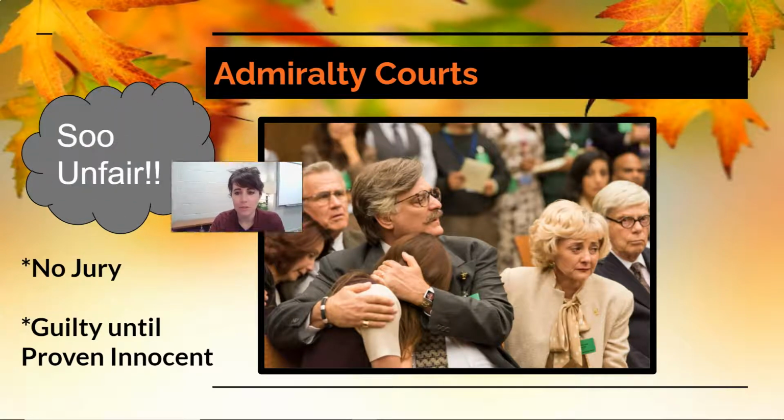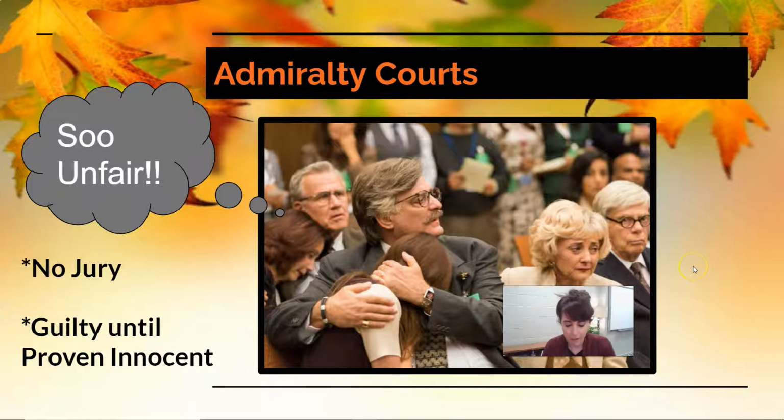Okay. Admiralty courts. These are courts that were trying smugglers. Because remember, Britain's like, we're not joking around. Salutary neglect is gone. So like the Sugar Act, for example, they need to enforce it. And one of the mechanisms for enforcing it was the Admiralty courts.